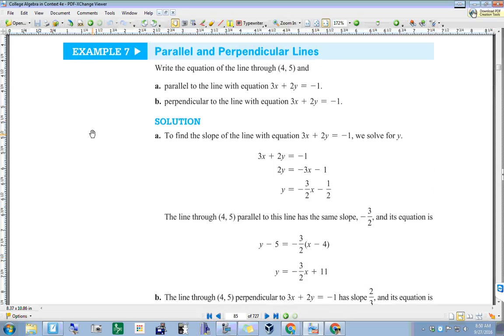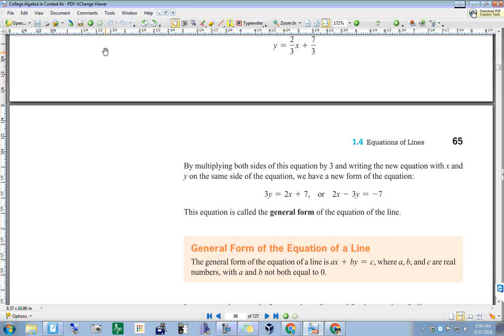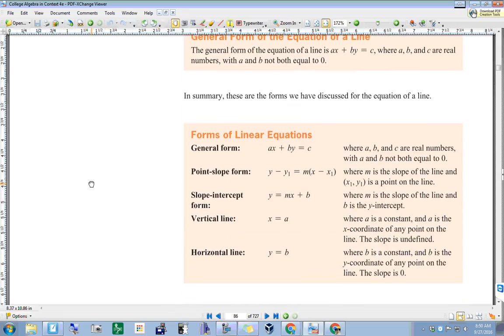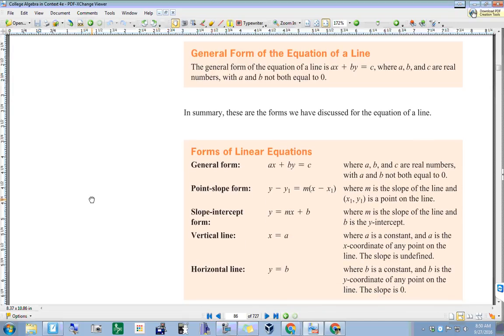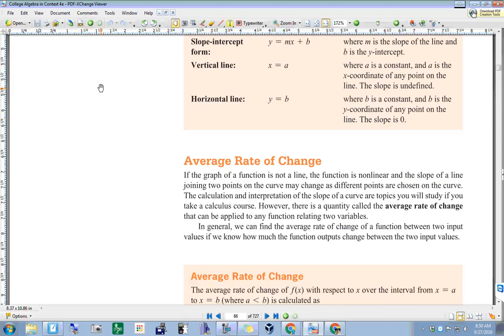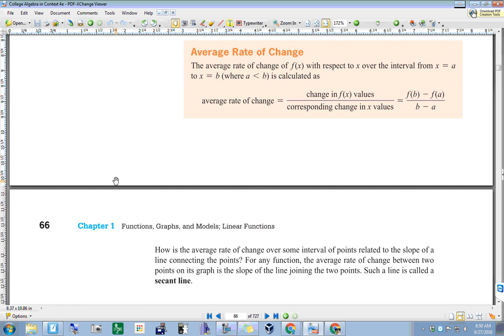Parallel and perpendicular lines. Right down here gets us the information that we want. It just kind of puts everything together on here, right? So, I have the other one down here that I'm looking for.